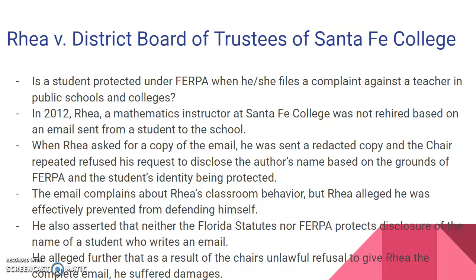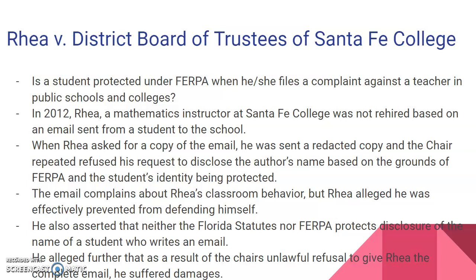When he asked for a copy of the email, he was sent a redacted copy, and the chair repeatedly refused his request to disclose the author's name on the grounds of FERPA and the student's identity being protected. The email complains about Ray's classroom behavior, such as humiliating remarks and unorthodox methodologies. But Ray alleged he was effectively prevented from defending himself by demonstrating that the student was not in position to comment fairly on Ray's teaching.